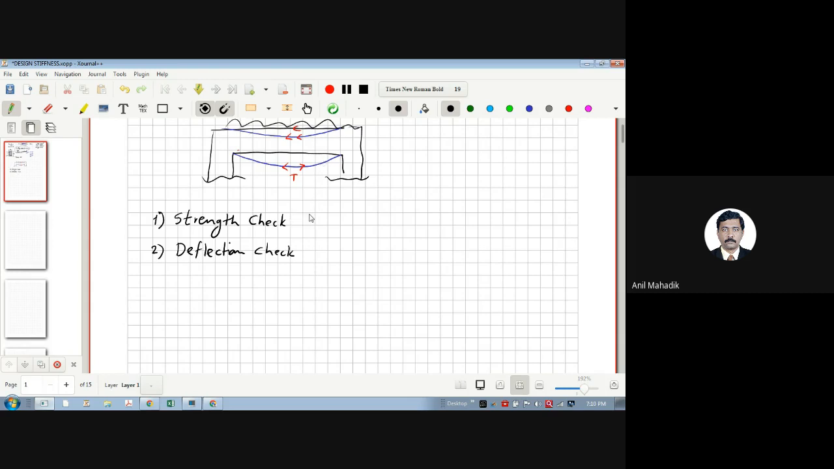Whenever you check strength, what do you check actually? Bending moment, shear force. They are coming from the analysis. Whenever I say strength check, I check the stresses actually. So the actual stresses coming in the structure due to this bending moment, shear force, and axial force should be less than permissible stresses. And these are given in IS code. Permissible stresses you will find in IS code. So that is nothing but a strength check.